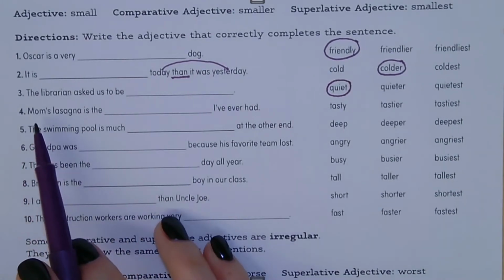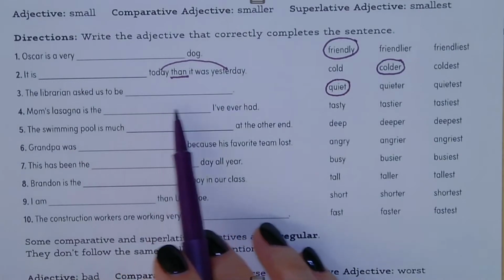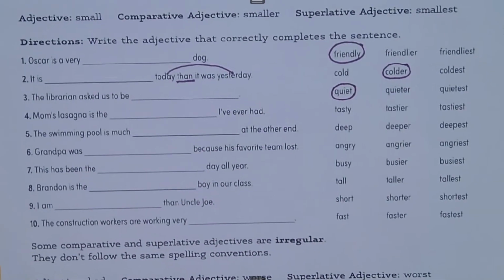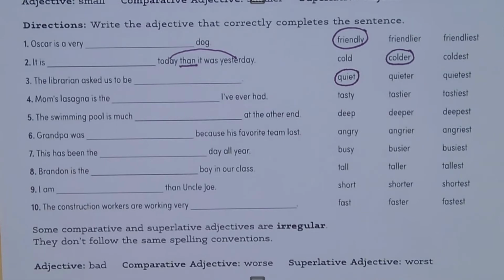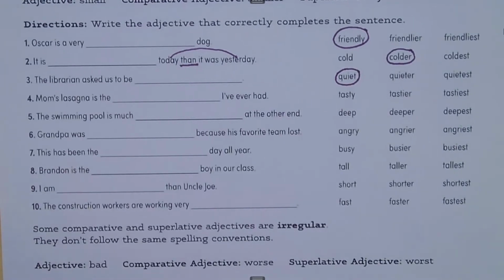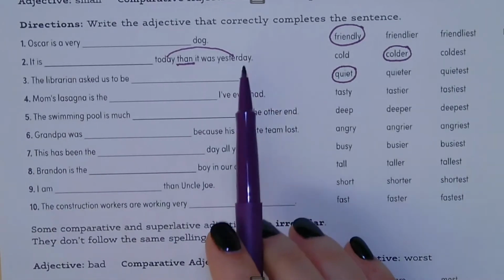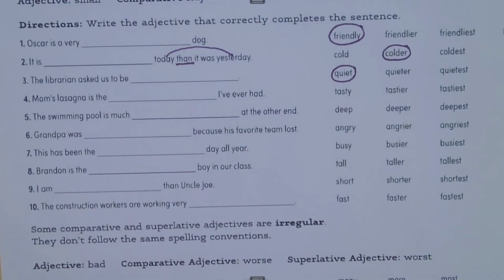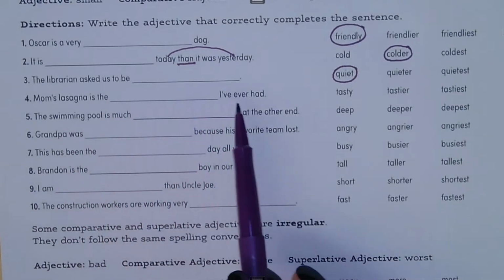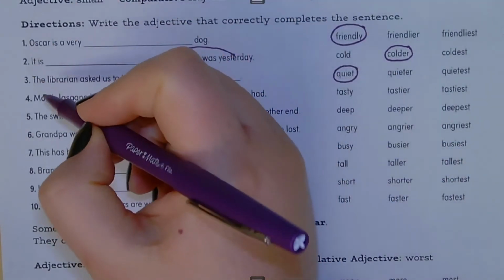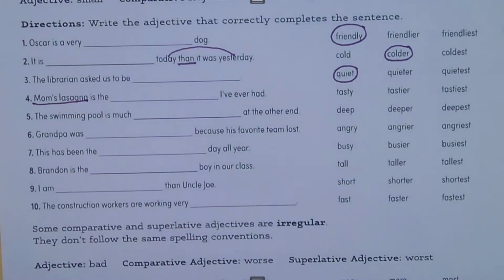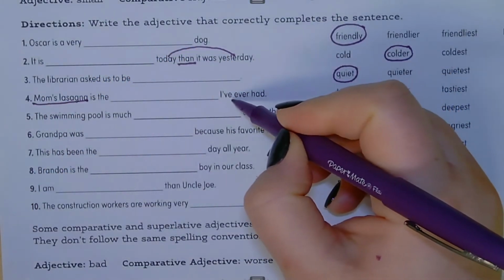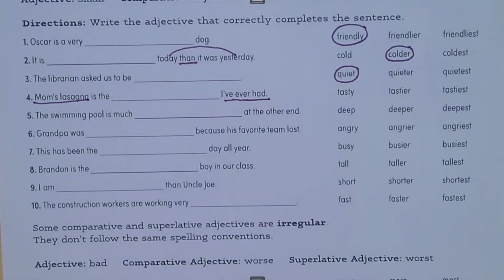Number 4. Mom's lasagna is the blank I've ever had. Is anything being compared? You might say no, but you are incorrect. Now, there isn't the word than, because we're not comparing two things. Look at the sentence again. Mom's lasagna is the blank I've ever had. So we are comparing Mom's lasagna to every lasagna he's ever had. So that's going to be 3 or more things.